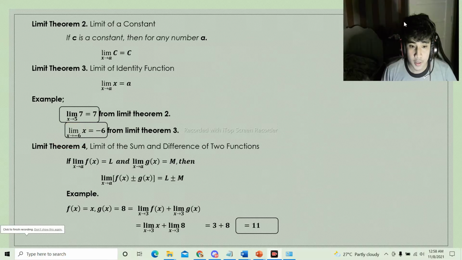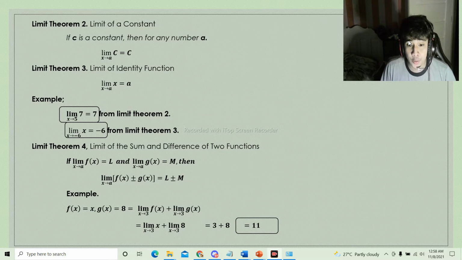So on limit theorem 4, limit of the sum and difference of two functions: if limit of f of x as x approaches a is equal to L, and limit of g of x as x approaches a is equal to m, then limit of f of x plus or minus g of x as x approaches a is equal to L plus or minus m.